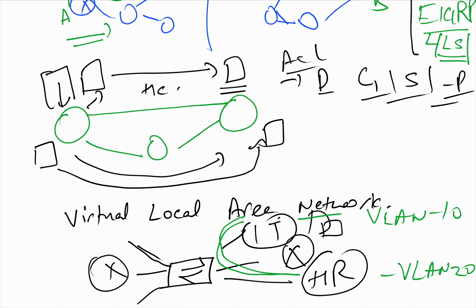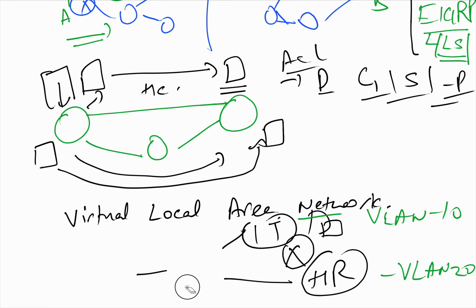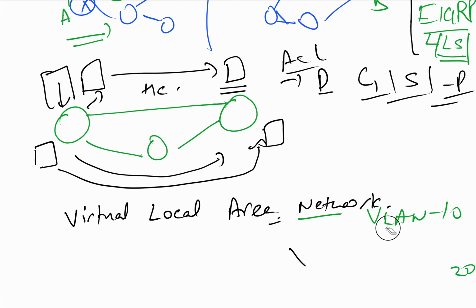So it's sort of like a domain control. You make sure that whatever is in a separate domain has access to only that domain. So VLAN is basically a way of distributing a network using a switch.